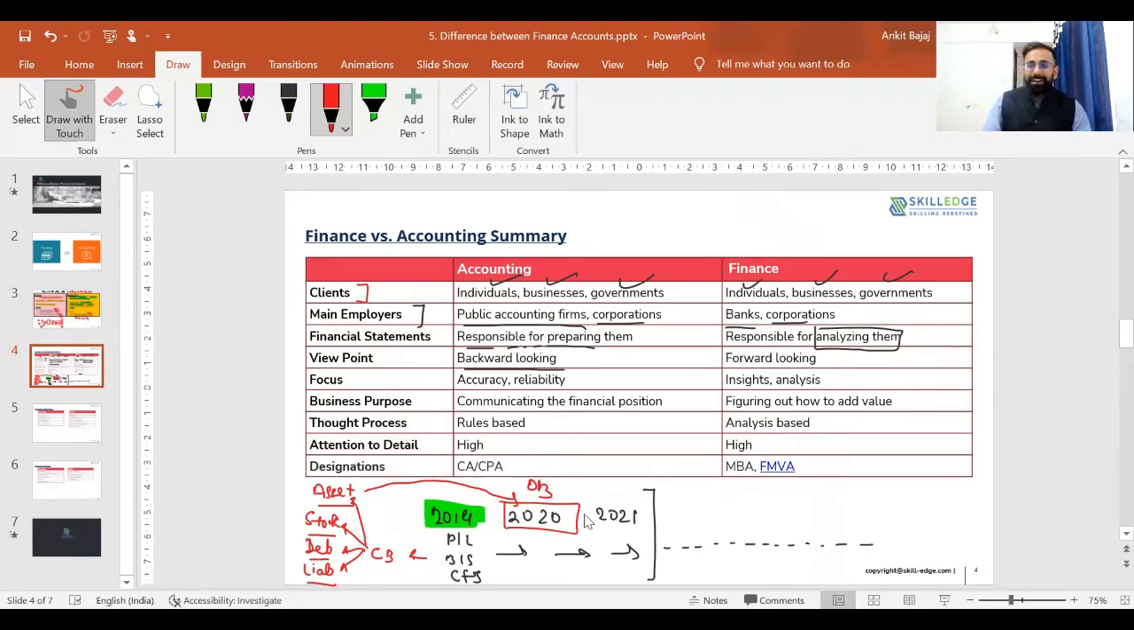So if you want to prepare the current year financial statement, you will be checking the financial statement of the previous year, you will be taking out some closing balances, and with the help of those closing balances, you will be preparing the current year financial statement. This is what backward looking is, right?